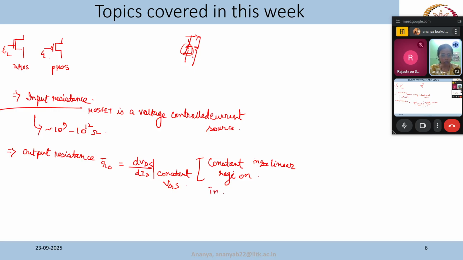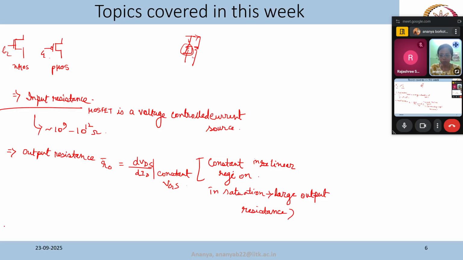And in saturation, even if we increase VDS to a very large value, current does not increase much. So ideally that change is 0, dId is 0. So we get a large output resistance. This is the behavior of an ideal current source. Okay.